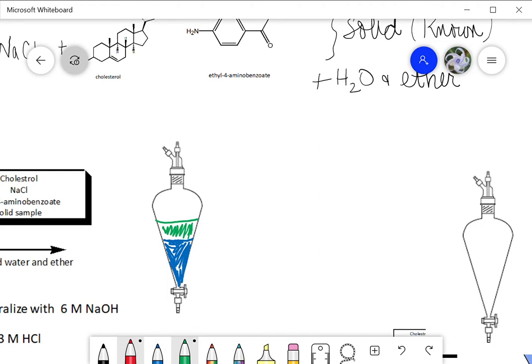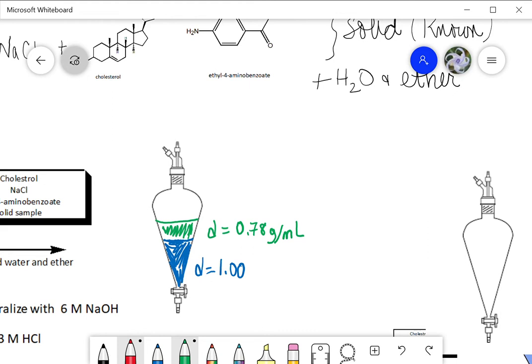So remember the property that we need to determine which layer is on the bottom and which layer is on the top is going to be the density. So if I look at the density of water, it will be about 1.0. And if I look for the density of ether, it's somewhere around 0.78 grams per milliliter. So that means my ether layer is going to be on top and my water layer is going to be on the bottom. And of course, we need to keep in mind where our compounds are going to be so that we correctly separate them.